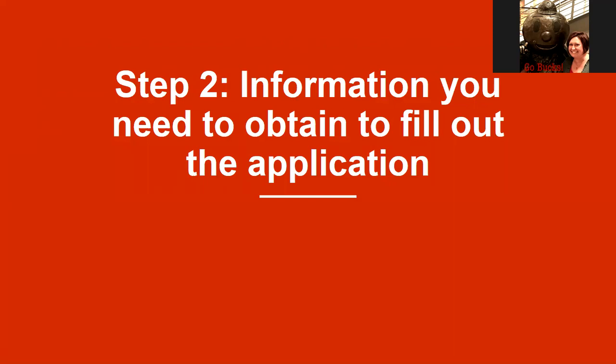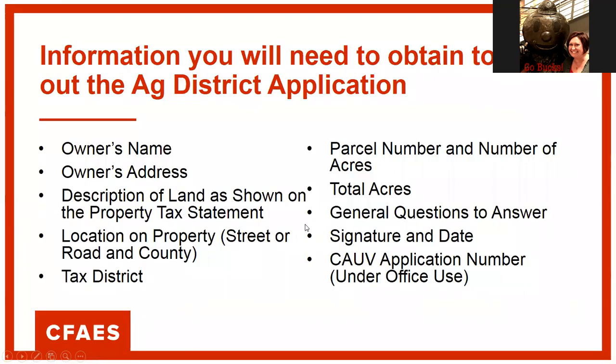The first thing you need to do is get some information together to fill out the application. The things that you'll need are the owner's name, their address, the description of the land as shown on the property tax statement, the location of the property, just the street and road, and also the county. You'll need the tax district, the parcel number and total number of acres. Then you'll actually do total acres if you have multiple parcels on the application. There are a few general questions to answer. You'll sign and date it. And then under office use only, there's a CAUV application number, and we are asking that you fill that out.